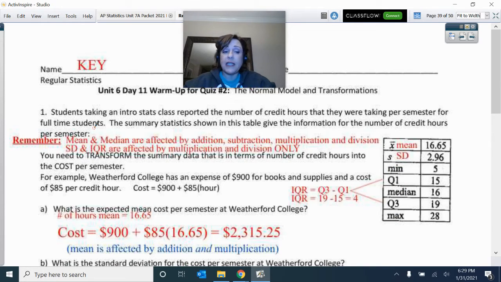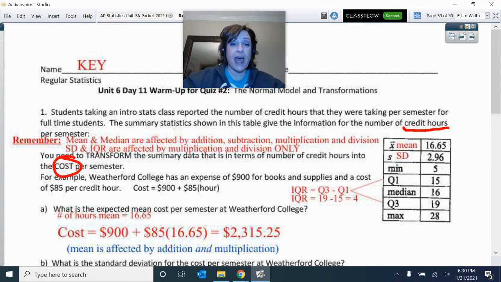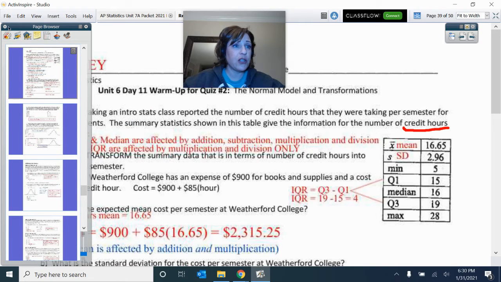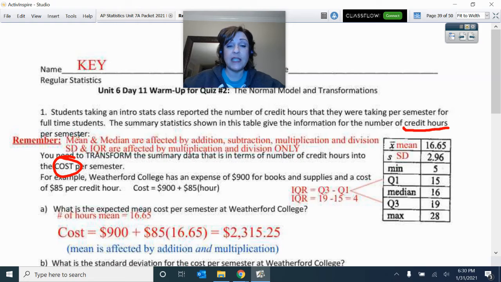Okay, so the key here is that we were transforming from credit hours, the number of credit hours, into cost. And so that meant that we needed to pay attention to the transformation rules. And so let's remember those. So those transformation rules were such that the measures of center or even location, Q1, Q3, min, and max. So measures of center or measure of location, the mean and median, are affected by all components, add, subtract, multiply, divide. But, okay, so we had done this with that ball.